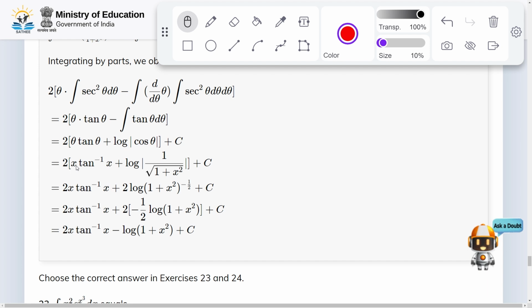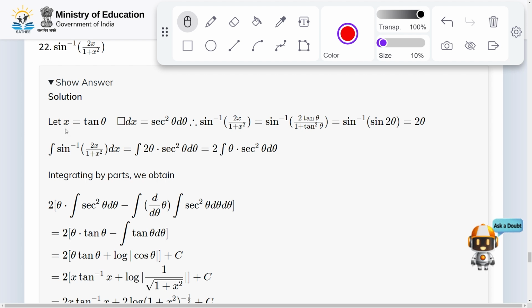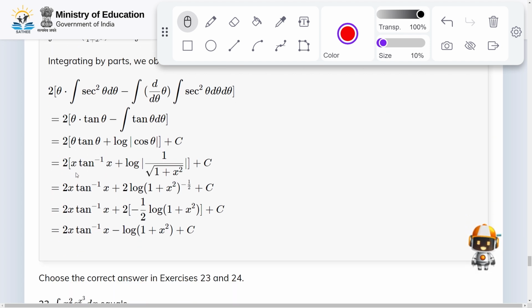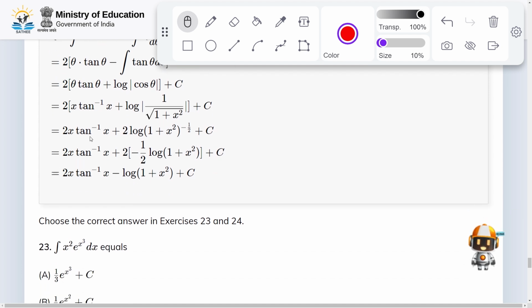Now, we want our answer in terms of x, so replace it. x is equal to tan theta, and theta will be tan inverse x. Tan theta is nothing but x. So x tan inverse x plus 1 by root 1 plus x square plus some constant. So this will be your final answer.